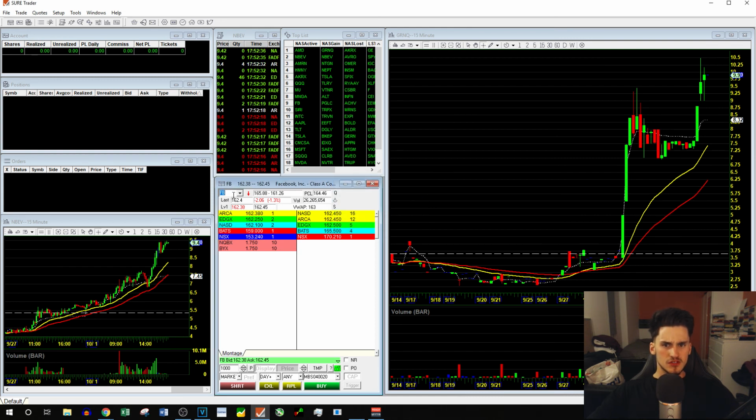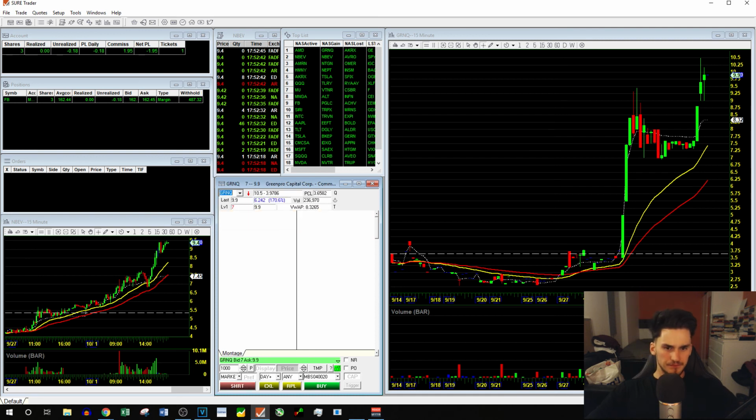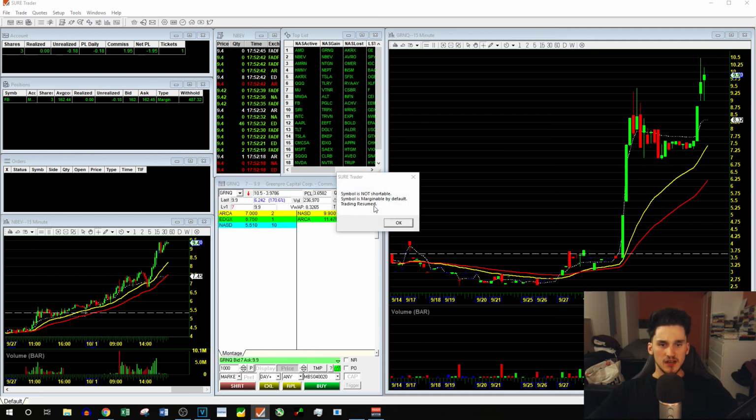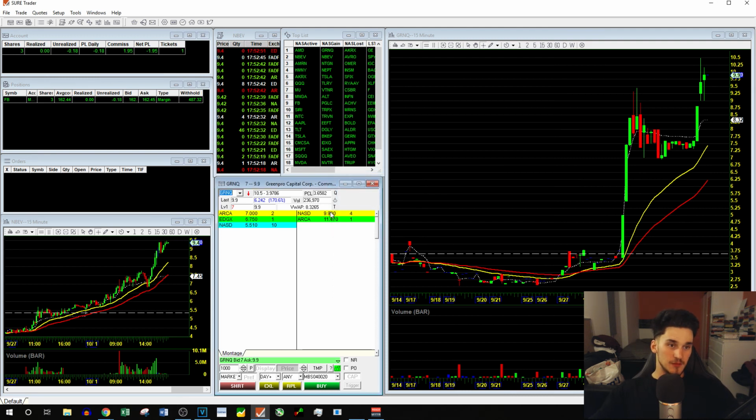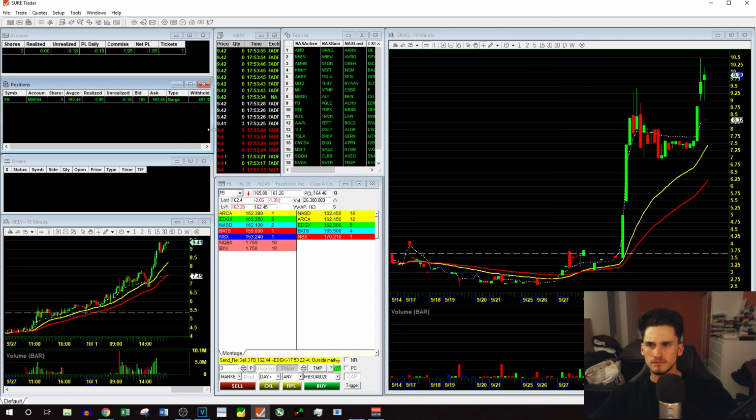But if you go onto a stock like this one here, GRNQ, I guarantee this won't be shortable. So GRNQ, and as you can see here, there are no shorts. This symbol is not shortable. As you could probably tell, when a stock's up 170%, there's more favor that the stock's going to go down. Therefore, SureTrader won't provide shorts.